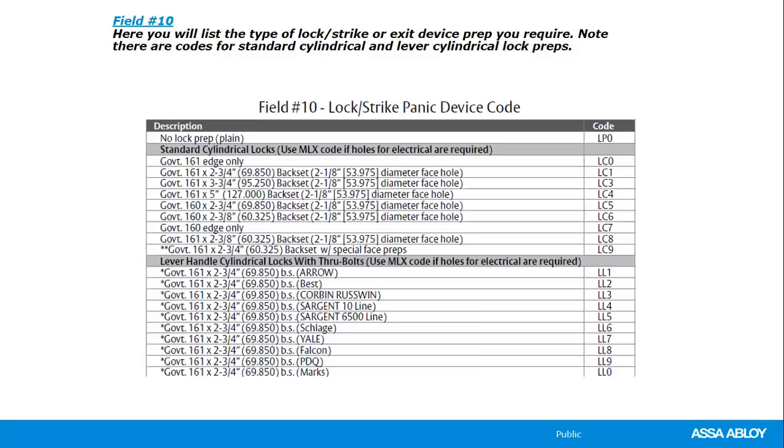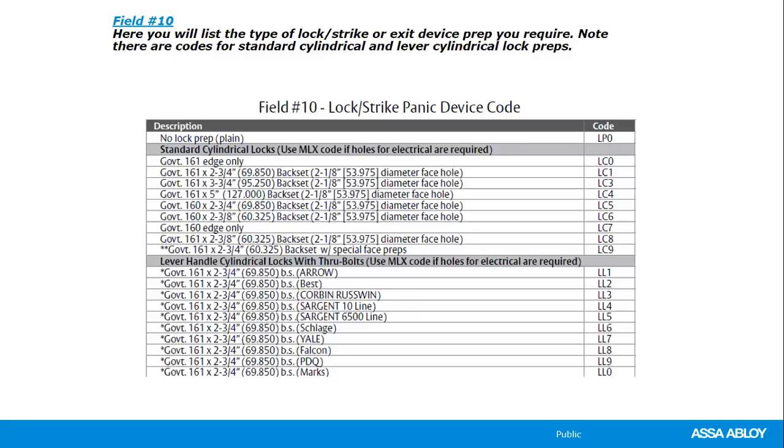Your field number 10 is where you're going to list in your lock or your strike or your panic code on here. So we have cylindrical locks, we have the lever locks with the through bolt holes. We have the prep, which I call the squash turtle, where it will accommodate most common lock manufacturers' through bolt location. The one thing you want to be careful of with that prep is that if you're using certain lines of locks, the rose doesn't fit over that punched out detail, so you'll want to be careful of that.